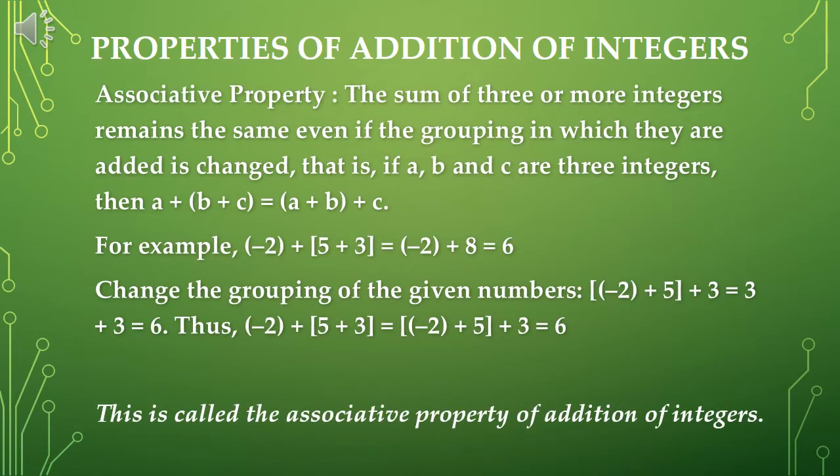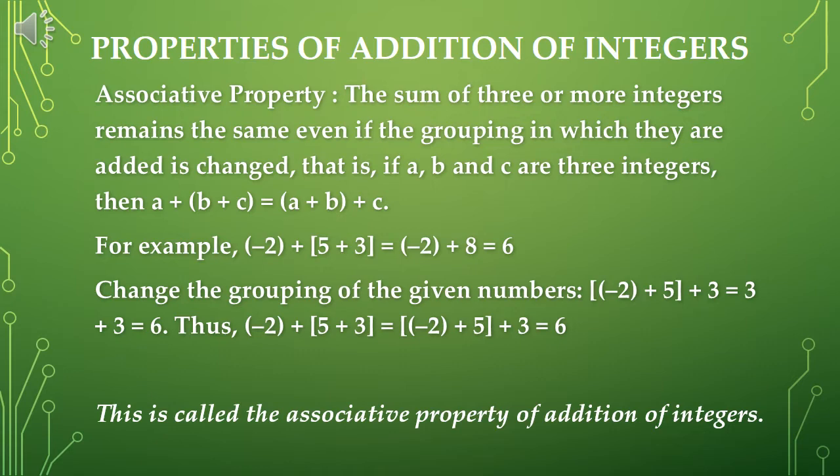Let us discuss the third property of addition of integers. The third property of addition of integers is the associative property. Now what do you mean by associative property? Earlier we studied the commutative property. Basically, the commutative property is associated with two integers, like a plus b is equal to b plus a. But the associative property is related to three integers.